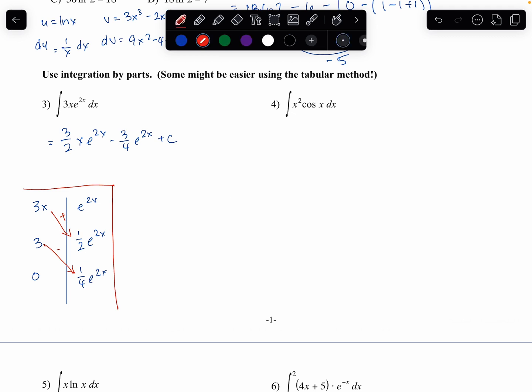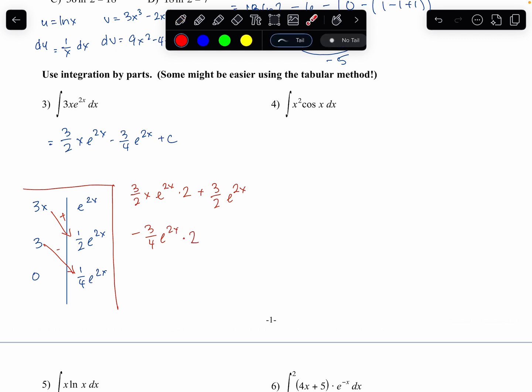So we do the first. So I'm taking the derivative of this. So I do the first, which is 3 over 2x times the derivative of the second, which would be e to the 2x times 2 for the chain rule. So I do the first times the derivative of the second plus the derivative of the first, which would just be 3/2 times the second. So I think that's all for the derivative of this first part. I just use the product rule. Then minus 3 over 4 e to the 2x times 2.